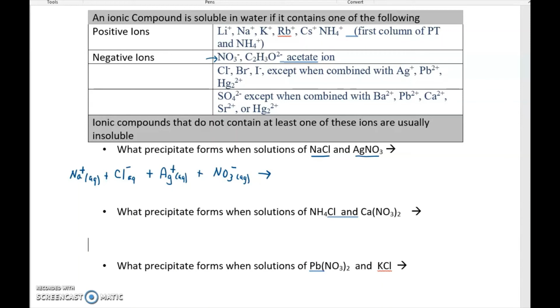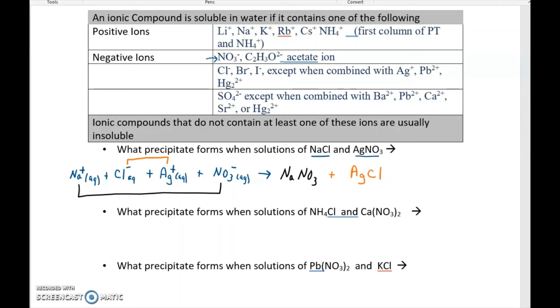So what's going to happen here is we're going to have two possibilities. The sodium cannot combine with the chloride because it's already started with the chloride. It needs to combine with something negative, so it will combine with the nitrate. And we'll get the possibility of making sodium nitrate. Our other possibility will be that the silver will combine with the chloride. So it'll be silver chloride.